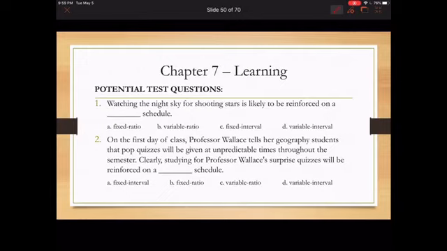Watching the night sky for shooting stars is reinforced on a variable interval scale. We talked about that earlier in the description. On the first day of class, Professor Wallace tells her geography students that pop quizzes are going to be given at unpredictable times, so there's variable. And it even says time, so variable interval. The pop quiz isn't dependent on the number of times that you go to class. It's dependent on the amount of time that has passed where she's decided to give you a pop quiz now.